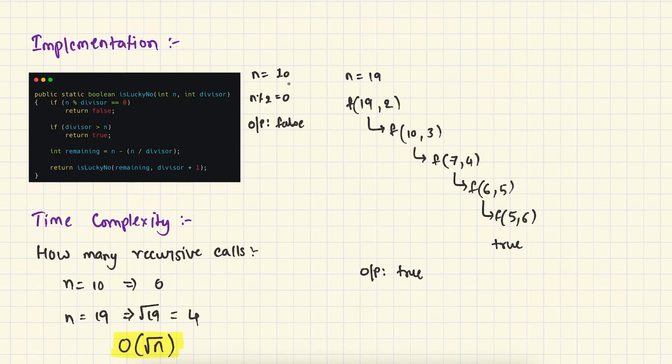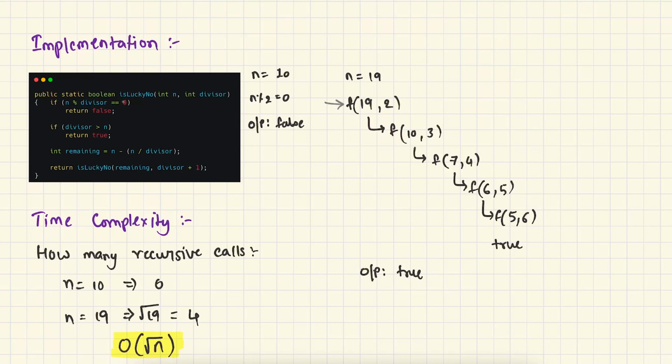So in case of n equal to 10, we call this function by passing n equal to 10 and divisor equal to 2. And in the first step itself, it checks if n is divisible by 2 or not, right? And in this case, it is divisible because when we delete all the second elements, the 10 gets deleted, right? So here we simply return false and it means 10 is not a lucky number. Okay, what happens if n is equal to 19? So in case of 19, we call this function the first time by passing n equal to 19 and divisor equal to 2.